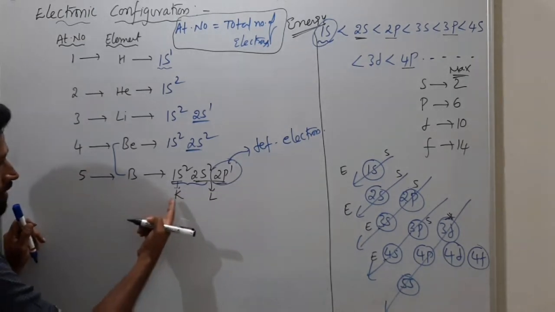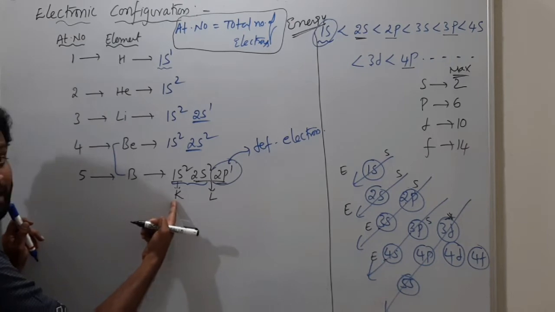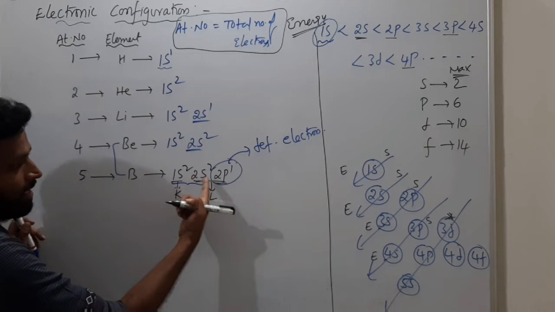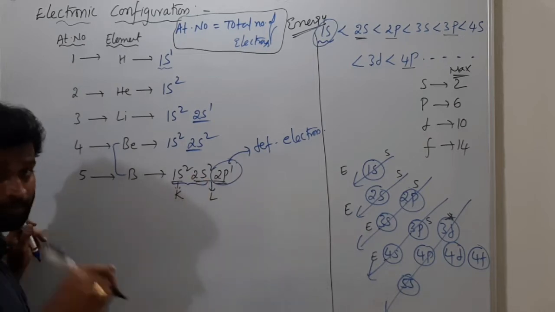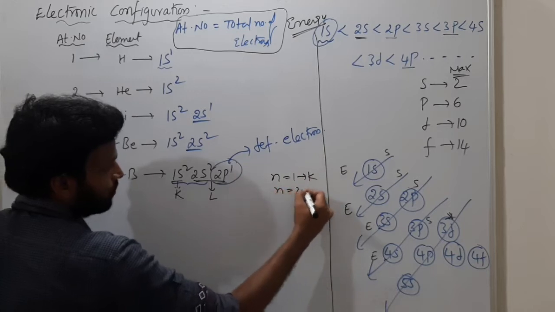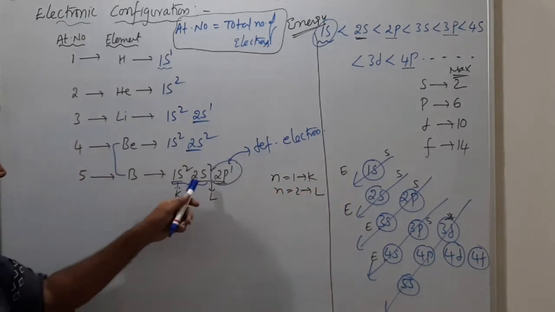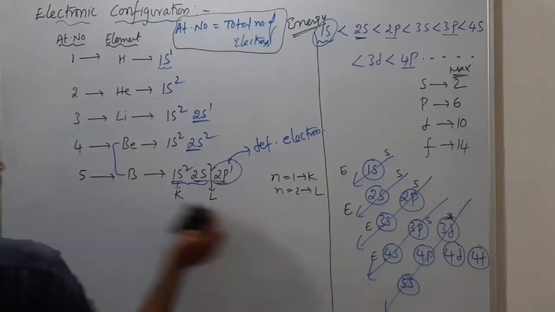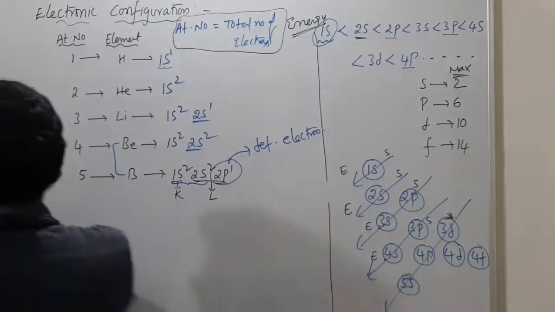Now for the K shell, the n value is 1. For the L shell, the n value is 2. Small n: n equals 1 is the K shell, n equals 2 is the L shell. Do you know this? Yes, L shell is 2. Understood? So five we have written.